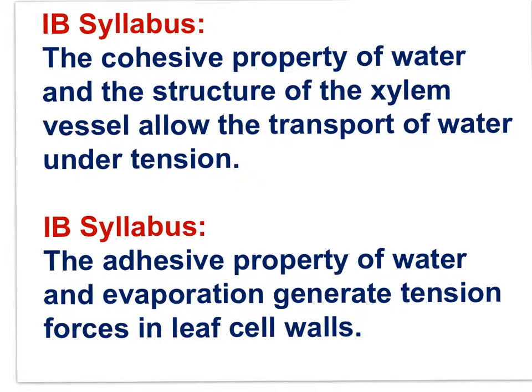Here are the two IB syllabus statements that I've been aiming at over the last 8 slides or more. The cohesive property of water and the structure of the xylem vessel allow the transport of water under tension. The adhesive property of water and evaporation generate tension forces in leaf cell walls. Now you should feel that you have these statements under control with the exception of the term tension. What is the meaning of the word tension, a word that's used in both of these statements?